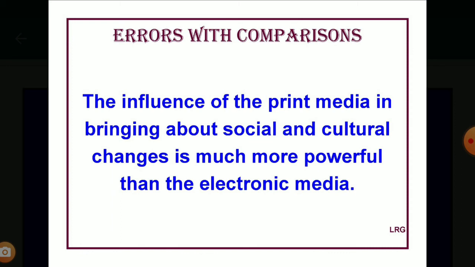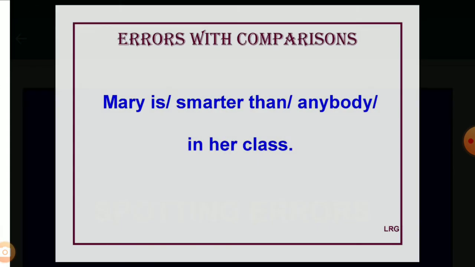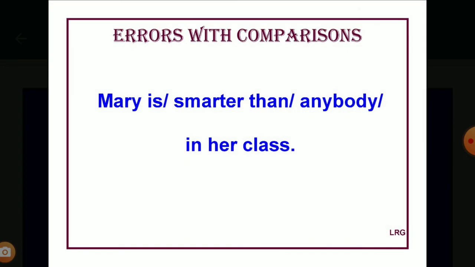Now rectify the sentence. The influence of the print media in bringing about social and cultural changes is much more powerful than that of the electronic media, than the influence of the print media. That is the meaning. This is the next type of error.